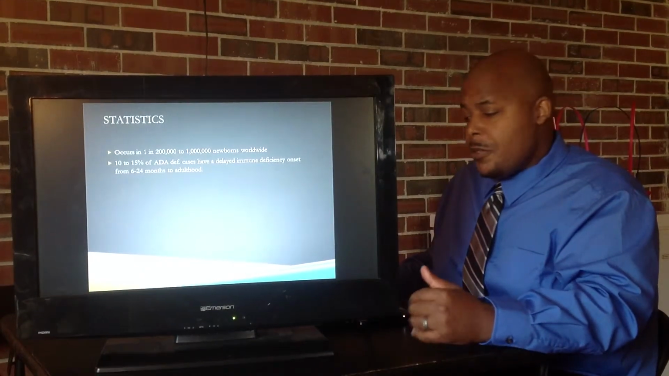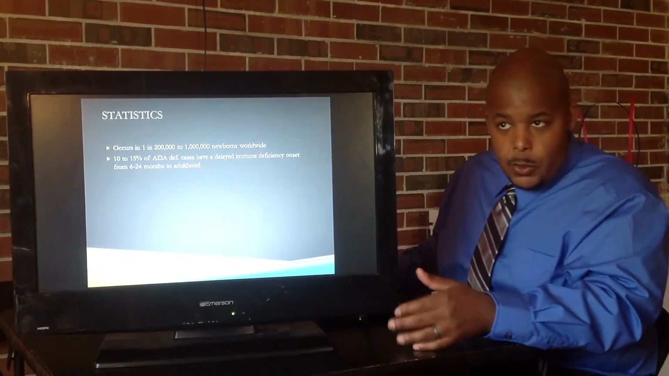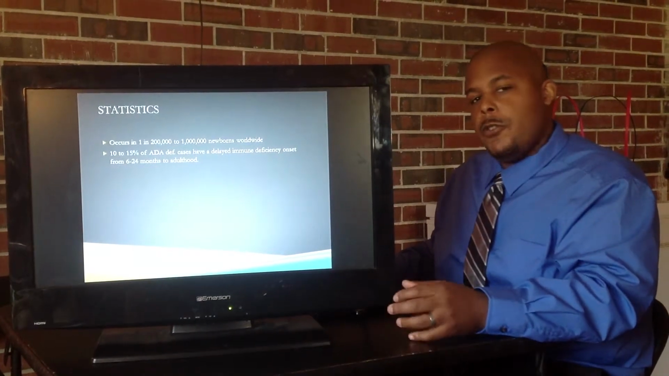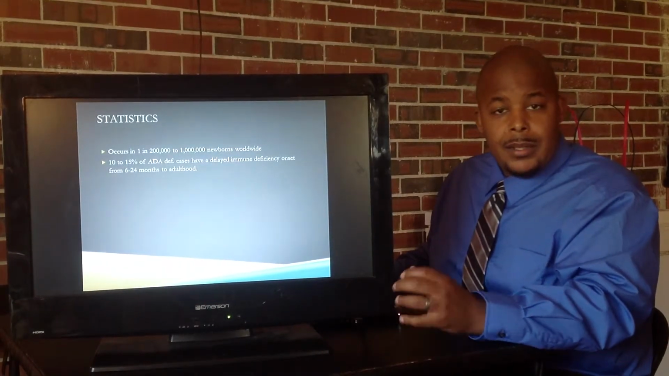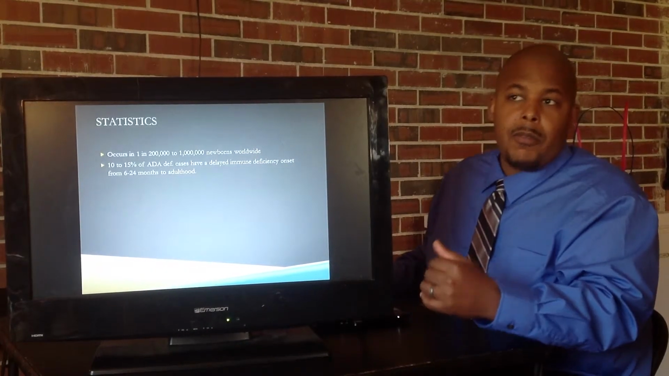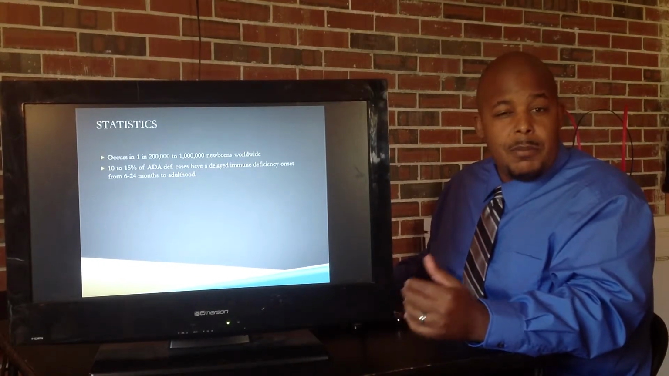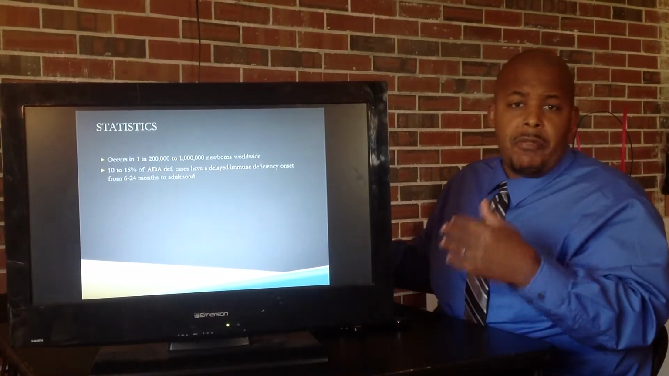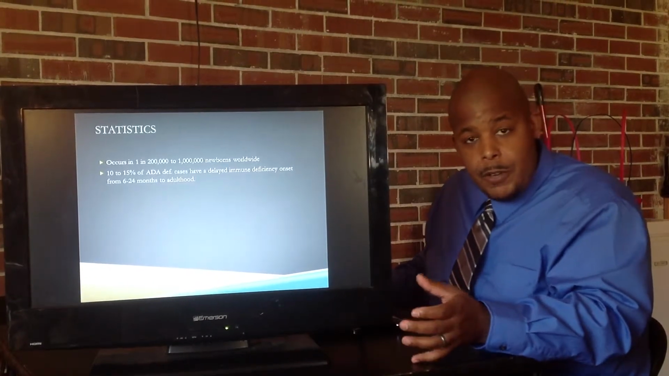About 10 to 15% of the ADA deficient cases have a delayed immune deficiency response, from 6 to 24 months to adulthood. Now, the 6 to 24 month time range is referred to as delayed onset ADA deficiency, and the one in adulthood is called late onset. If the deficiency arises in adulthood, it normally arises between the ages of 20 and 40. So there's about a 20-year range in which individuals can find out whether they have ADA deficiency.